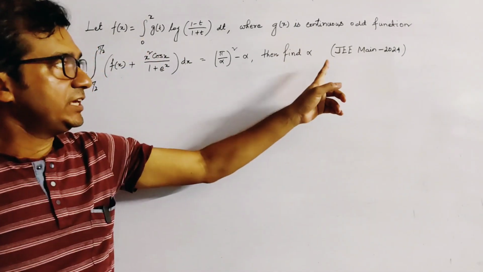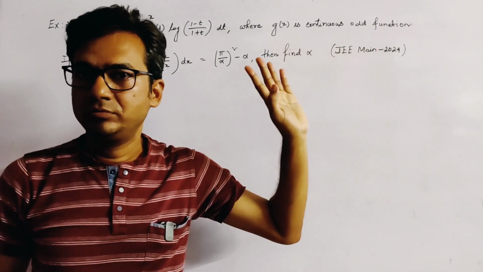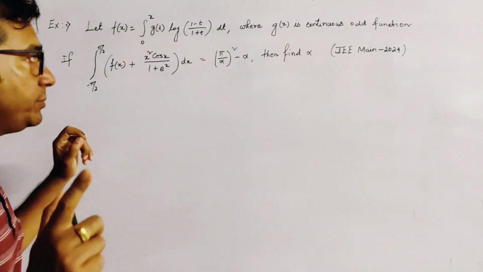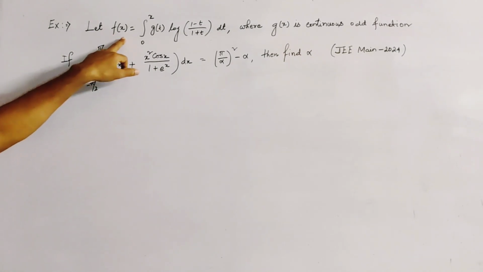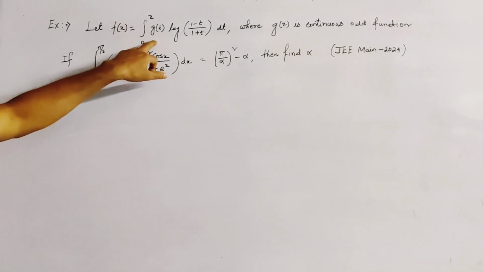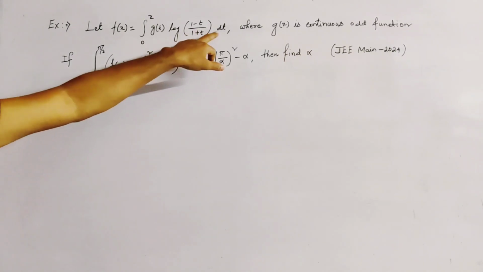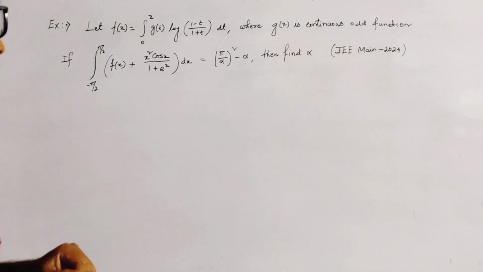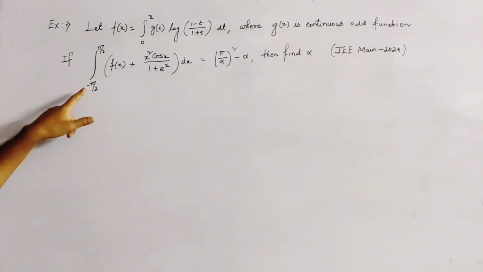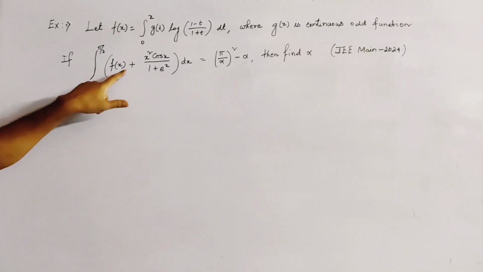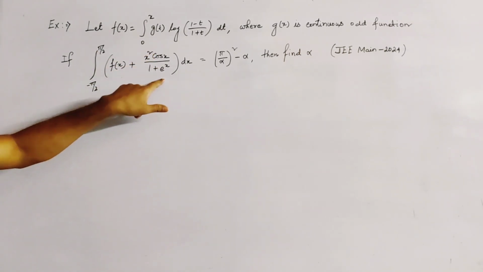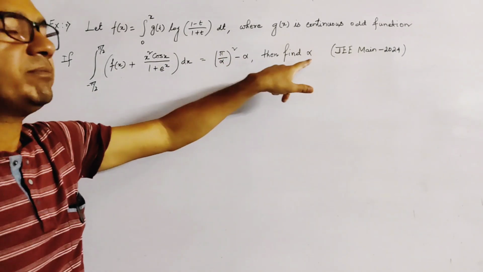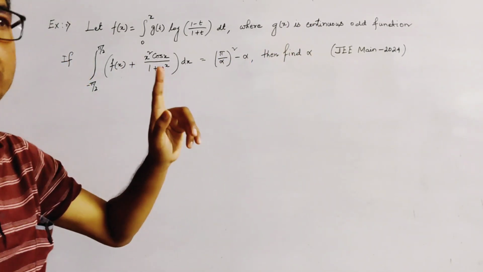Problem from JEE Main 2024. This is from integration, and the problem is: let f(x) equal integration 0 to x of g(t) log of (1 minus t) by (1 plus t) dt, where g(x) is a continuous odd function. If integration from minus pi by 2 to pi by 2 of (f(x) plus x square cos x by 1 plus e to the power x) dx is equal to (pi by alpha) whole square minus alpha, then find the value of alpha.